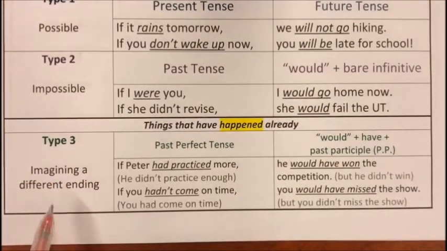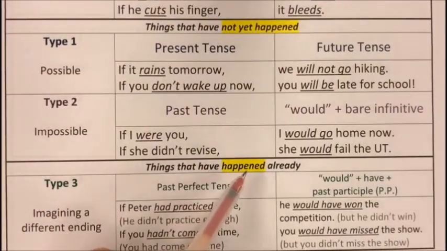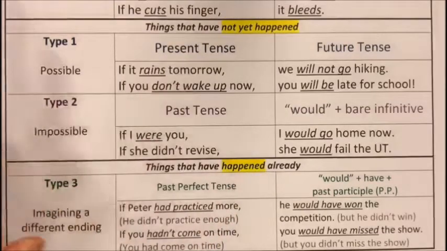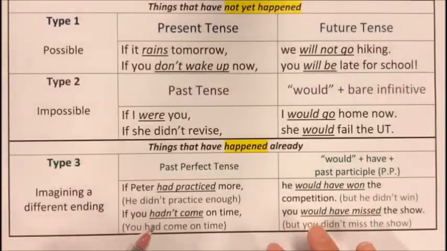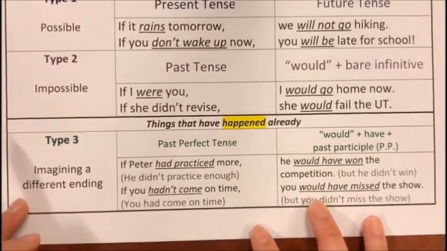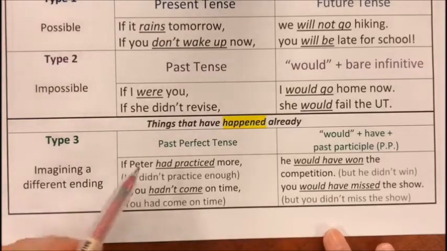Okay, type 3. Type 3 is different from type 1 and 2 because in type 3, the things have happened already. But the point is you're imagining if there's a different condition, will the result be different? You're imagining a different ending if you don't do that or you do the action, which is opposite to what you have done in reality. So this one is a past event already. You have already done it, but you're suggesting another possible situation. And what tense do we use? Take a look at examples first, okay?